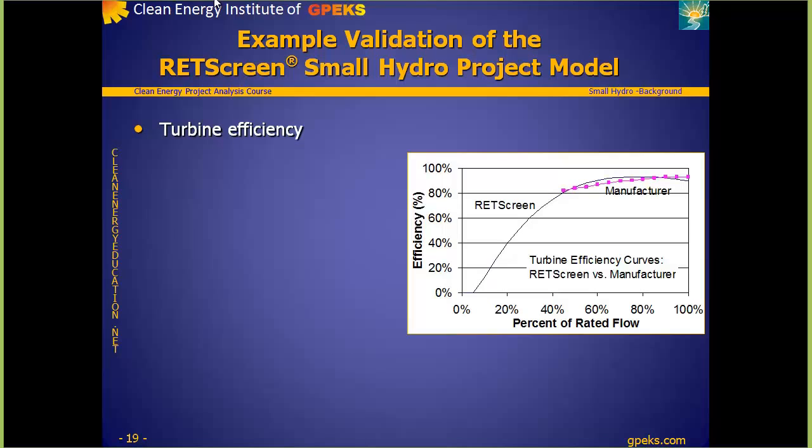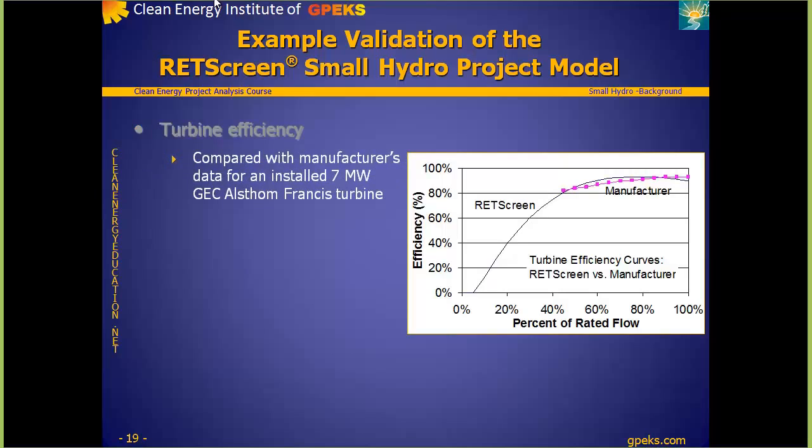The efficiency curve calculated by RETScreen was compared with manufacturer's data for a number of turbines, including a 7 megawatt Francis turbine manufactured by GEC Alstom and installed at a site with 105 meters of head near Prince Rupert, British Columbia, Canada. The results, shown in the figure on this slide, demonstrate a good correspondence between the manufacturer's data and RETScreen's predictions.